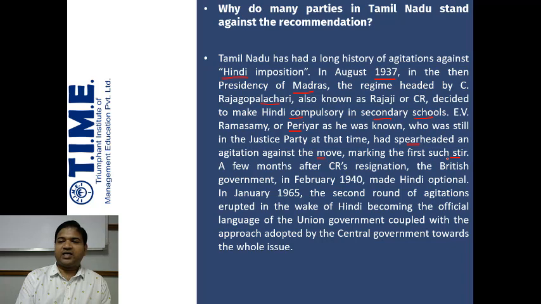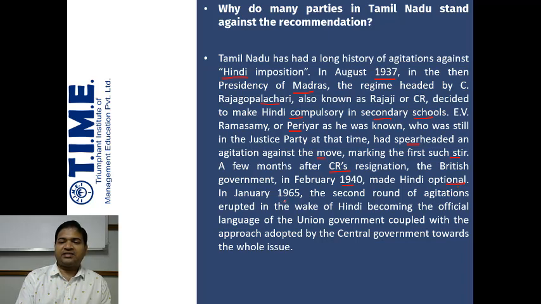So this is the history back in 1937. A few months after CR's resignation, the British government in February 1940, that is 3 years after this agitation, made Hindi optional. So it was not made compulsory. It was in 1940 made optional, not compulsory.